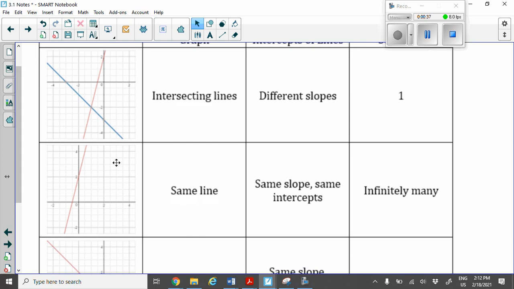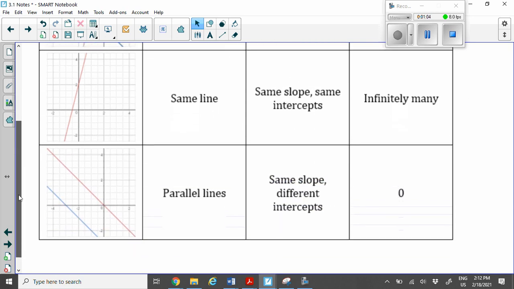Now, what happens when we have the same exact line, meaning the two equations give us the same line? This means we have the same slope and the same intercept. Basically, everything is the same. Well, our solution is actually going to be infinitely many, okay? Meaning that all the points that are on that line, all of them satisfy both equations. So like if we checked, we would get a true statement.